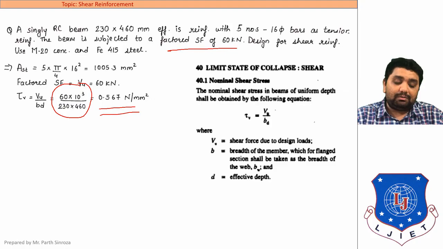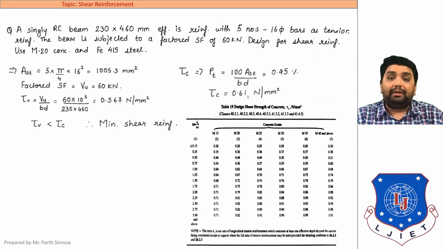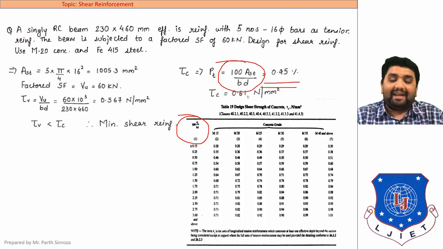And the second step will always be to find tau c. Tau stands for shear stress and c is for concrete. So the shear strength of concrete we will obtain from table 19, mentioned on page number 73 of your IS code. For that we will first calculate the first column. The first column is for pt, so we will solve for pt first, and pt comes out to be 0.95.